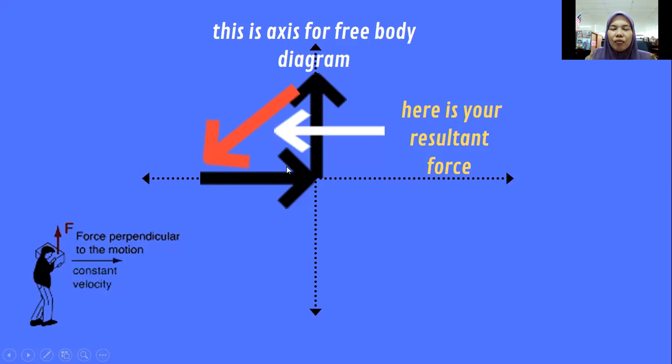So how do we find the resultant force? The resultant force will be the hypotenuse of the triangle. You have to create a triangle, so the resultant force would be your hypotenuse. Here is your resultant force, the red color arrow. This is your resultant force.